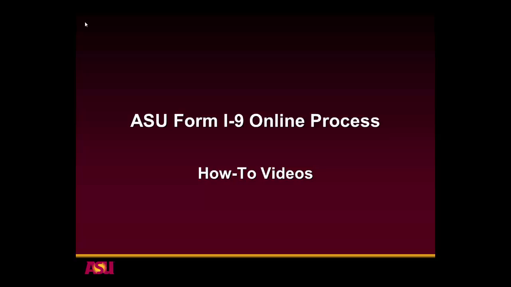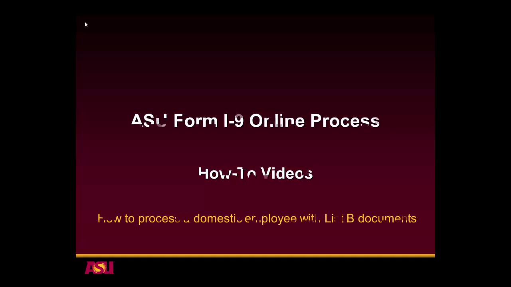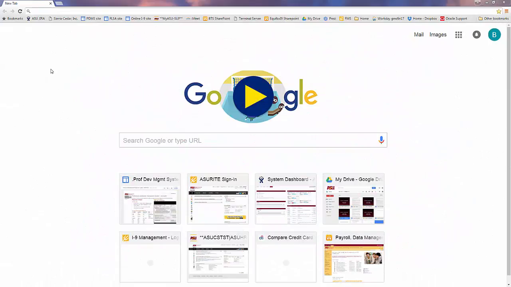Now that you have viewed the Section 1 video, let's focus on the topic of how to process Section 2 for a domestic employee who presents List B documents. You are likely to find that this is the most common scenario. The employee will show up having been directed to complete the I-9 process.